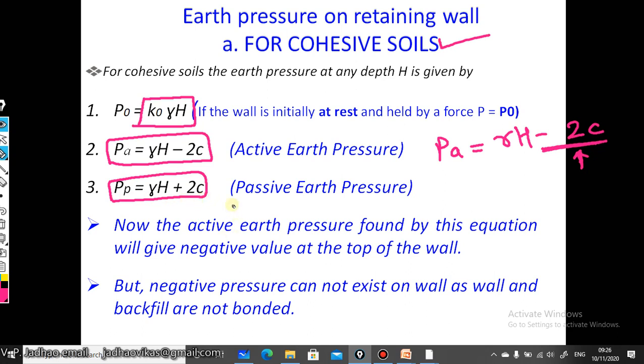Now you can see here this active earth pressure will be 0 at the top, because at the top we will be having this gamma H factor 0, therefore this passive earth pressure will be minus, if this is your retaining wall.